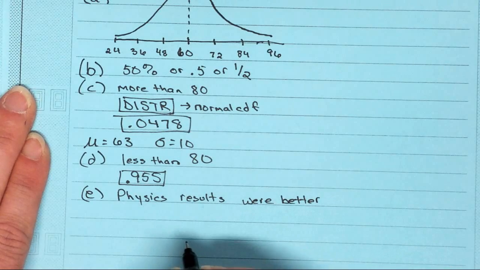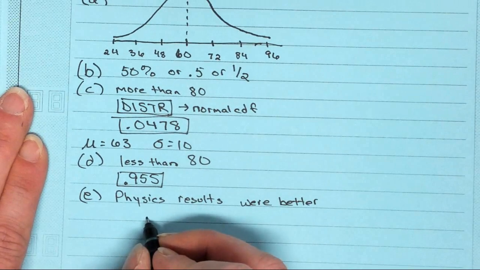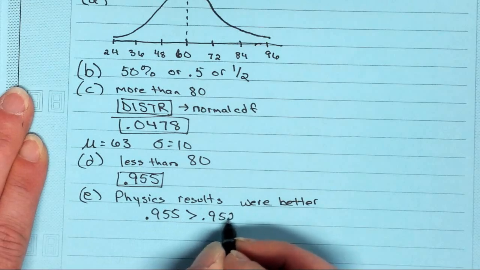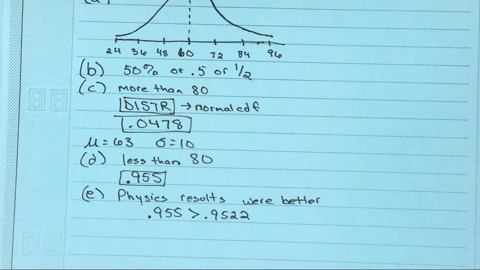And you could use any kind of comparison. So if I said 0.9595 is greater than 0.955, some kind of comparison. Notice that the other one's calculator based. Now this is a reasoning one.